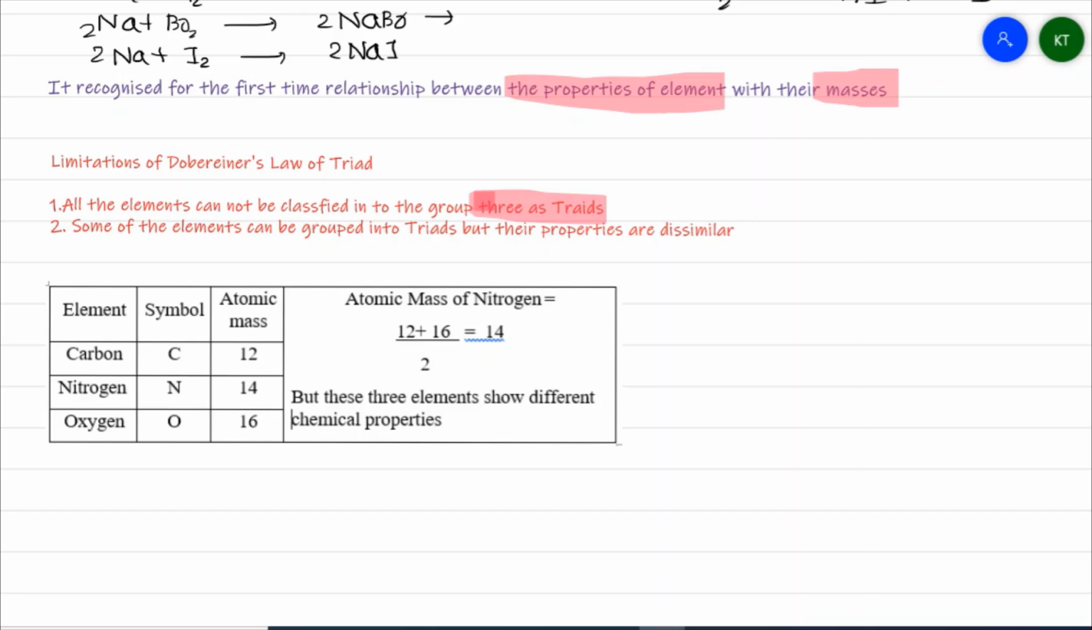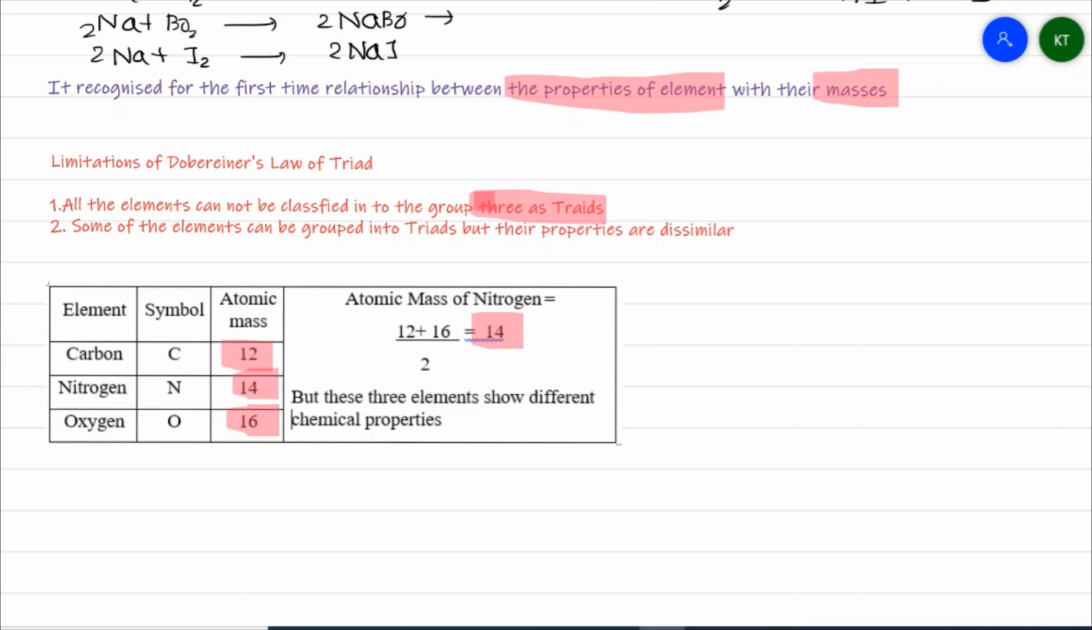As we have mentioned in our statement, chemically similar elements should form a triad. But here is one example with 3 different elements, carbon, nitrogen, and oxygen, which do not possess any similar property except that they are non-metals. Still they form a triad. Carbon has atomic weight 12, oxygen atomic weight 16. So 12 plus 16 is 28, and 28 divided by 2 gives 14, which is the atomic mass of nitrogen. But there is no similarity we can show between these 3 elements.